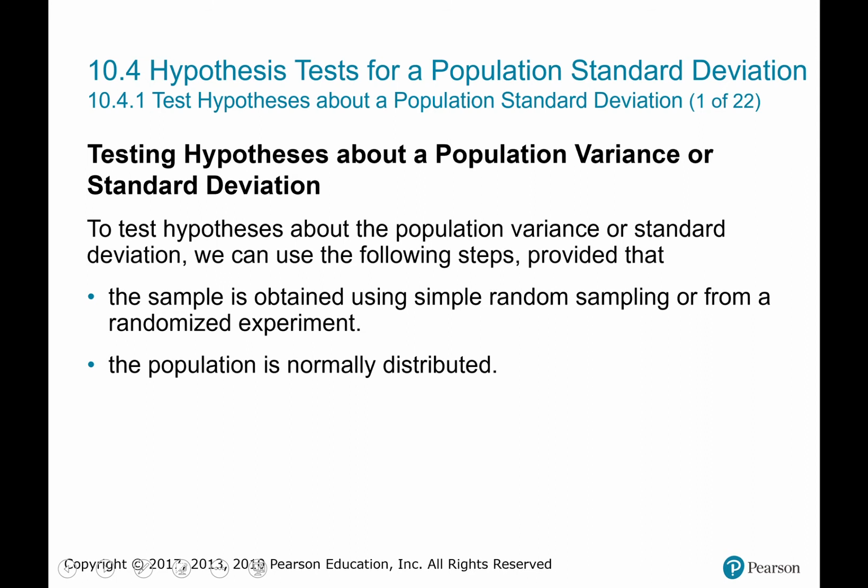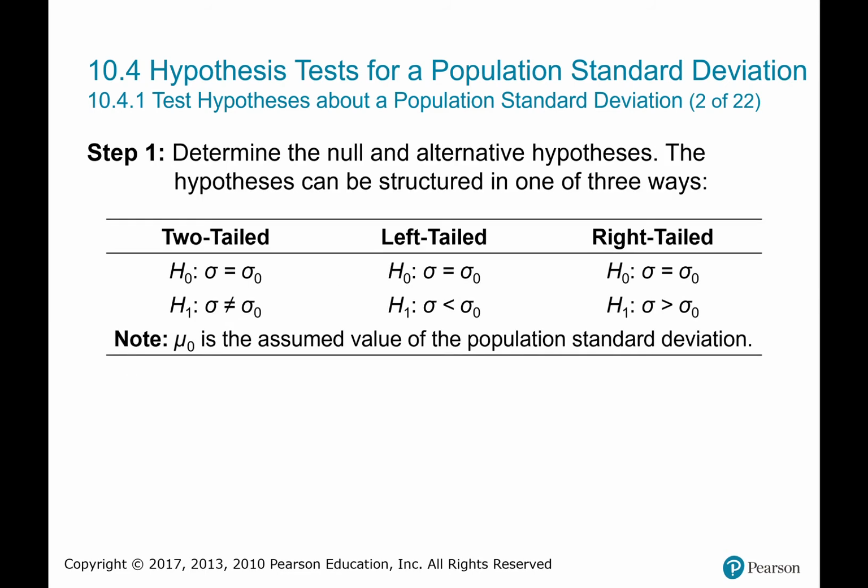Testing a hypothesis about the population variance or standard deviation. To test about these things, the sample is obtained using a simple random sampling method or from a randomized experiment. The population is normally distributed. So you need a normally distributed population to do this. We just assume they are. Once again, the only thing that's changed here is this is sigma. If we were talking about the mean, it's assumed to be the population standard deviation. The mean is the assumed value of it.